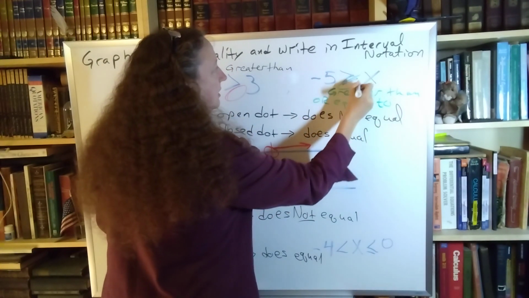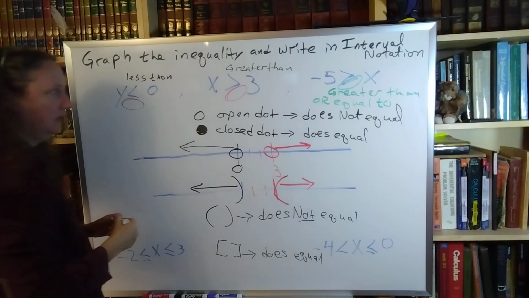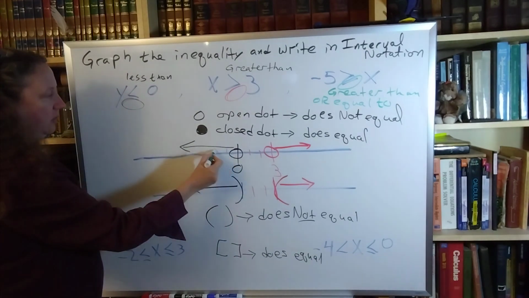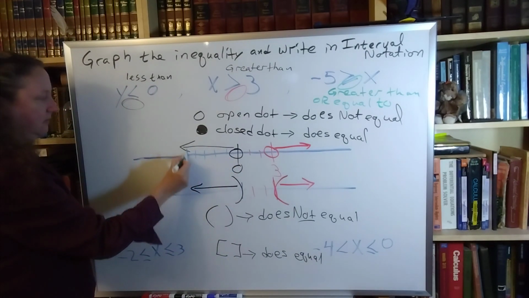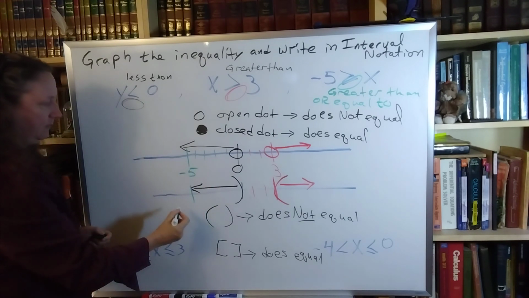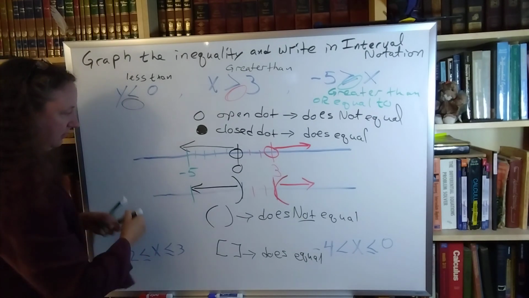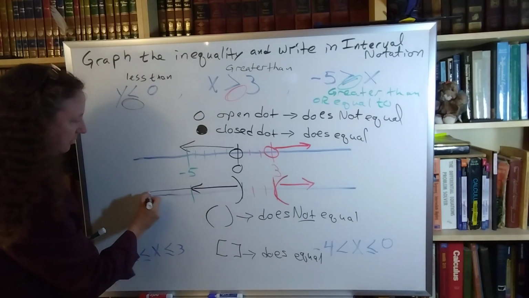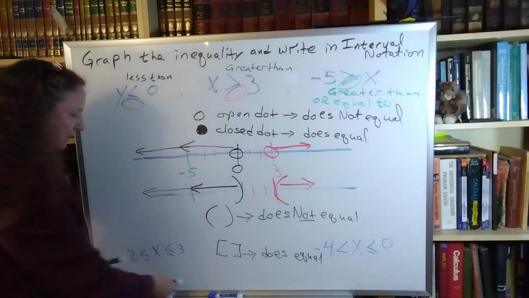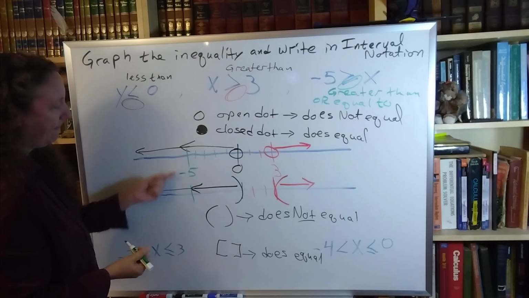Notice that it has that extra bar there. So I want to find -5 on my graph. So I count back 1, 2, 3, 4, 5. Here's my -5. And this one keeps going and going and going. It does not stop at -5. Okay. Found my -5.